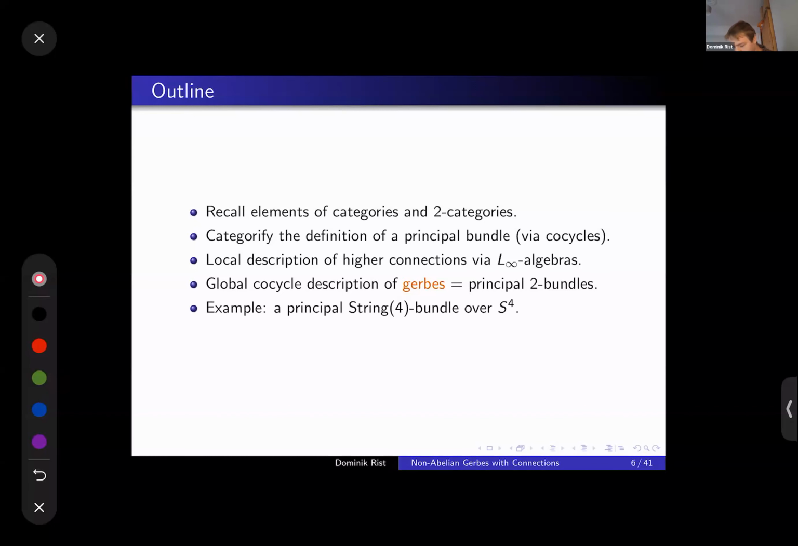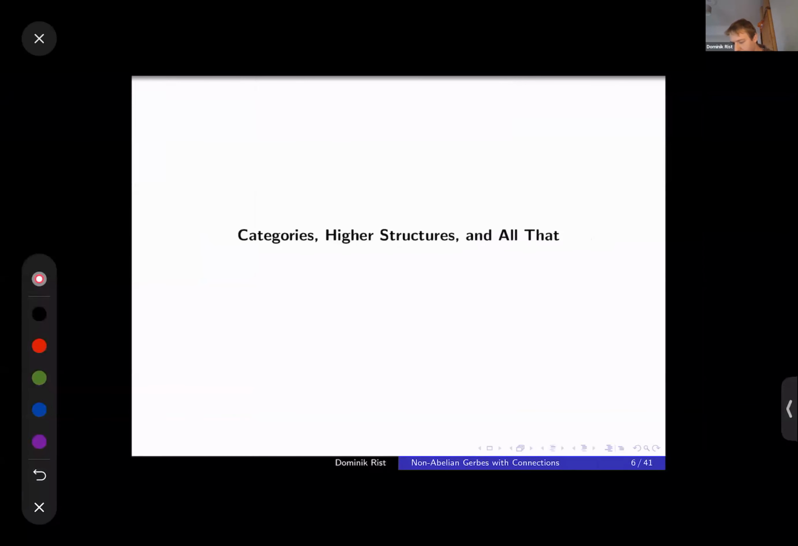And depending on how much time I have, I'll also describe a particular example of a higher, non-abelian gerbe with connection, namely a string 4-bundle over S4. I'll define what a string group is, and I'll describe this example in quite some detail, depending on the time, of course. Okay, so let's get into it. So categories, higher structures, and all that.